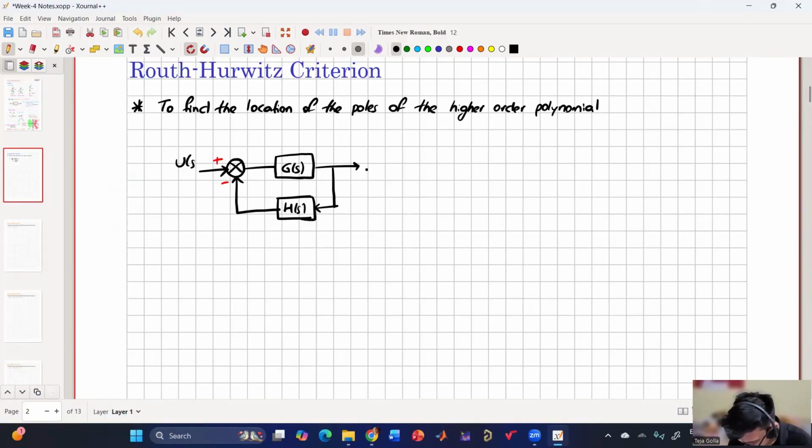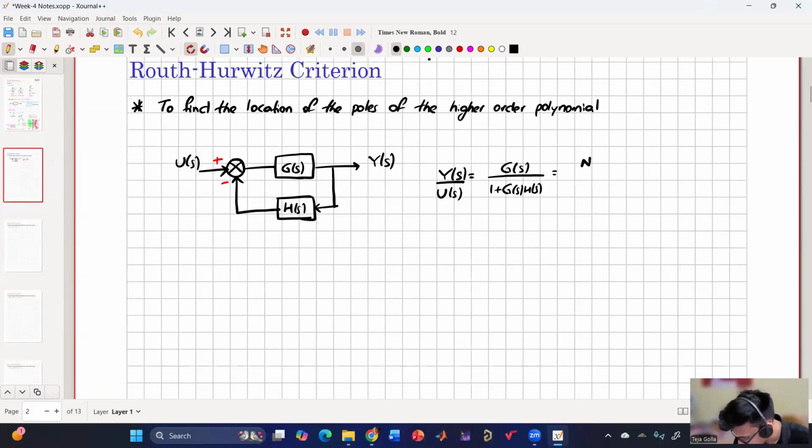So this is u of s and then y of s. So now y of s by u of s is equal to g of s by 1 plus g of s h of s. So if I call this numerator polynomial n of s by denominator polynomial, this denominator polynomial corresponds to the poles of the system. And now the objective is to use Routh Hurwitz criterion to find the poles of the system. So this denominator polynomial is of our interest, and this is also called the characteristic equation, which decides the stability of the system.